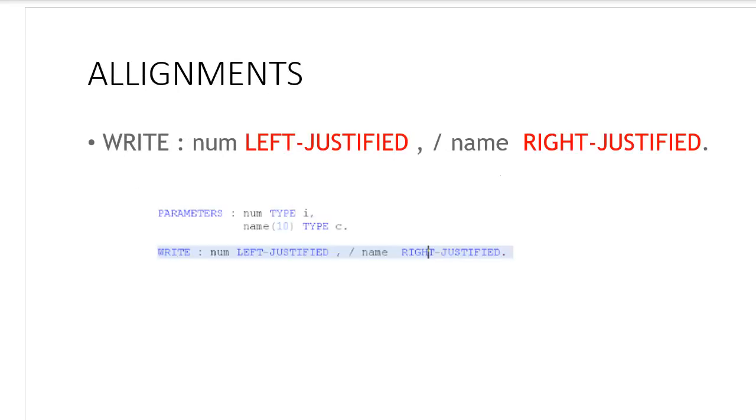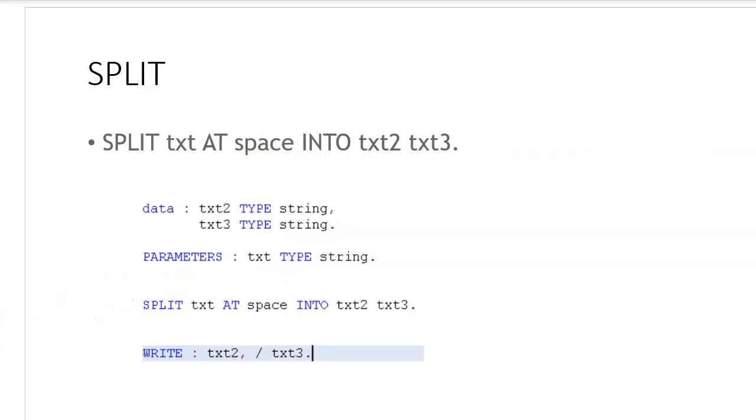Alignments. If you want to write your text with alignment, left justified, right justified, or center justified, you can use this technique. As an example, in the write statement, you are printing a variable num and then you mention the alignment, left justified or right justified. You can see here we are printing two variables, one is left justified, the other is right justified. So this is all about alignments. Let's check out the split part.